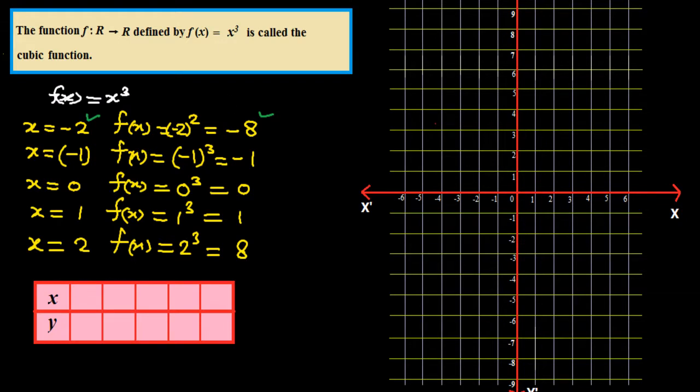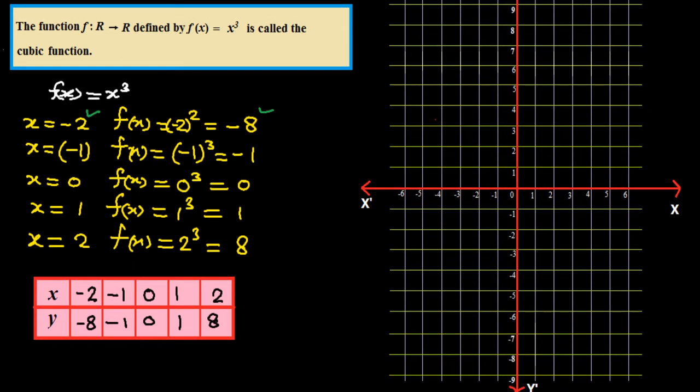Now we plot all these points here. If we have x is equal to minus 2, then y is equal to minus 8. If x is equal to minus 1, y is equal to minus 1. If x is equal to 0, y is equal to 0. If x is equal to 1, y is also 1. If x is equal to 2, then y is 8. Now we plot all these points on our graph, so we see what happens now.